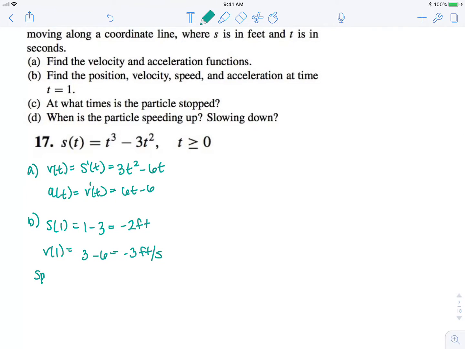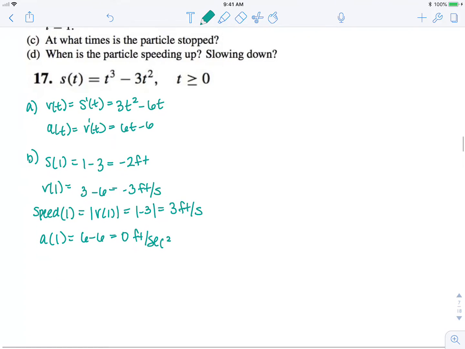The speed at time equals 1 is the absolute value of v of 1, which is the absolute value of negative 3, which is 3 feet per second. The acceleration at time equals 1 is 6 minus 6, which is 0 feet per second squared. So now in part C, they want us to ask, when is the particle stopped?